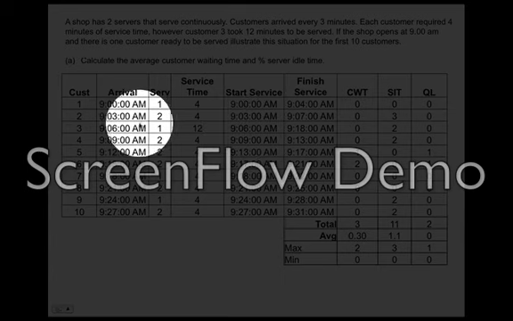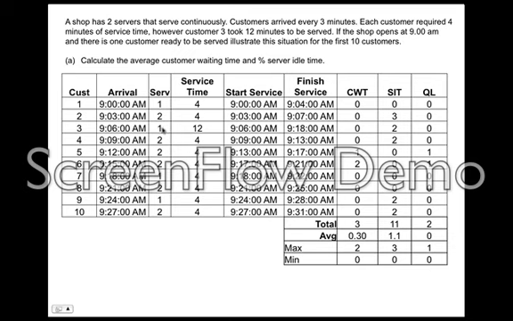But notice that the person doesn't turn up till 9.06. So server number 1 takes them at 9.06, so there's a bit of a lag time there. And they take 12 minutes, so it finishes at 9.18. Which means that server number 2 at 9.07 can come and serve the next one. The next one comes in at 9.09, so server number 2 takes them at 9.09, and it goes through to 9.13. Notice that server number 1 is still serving.